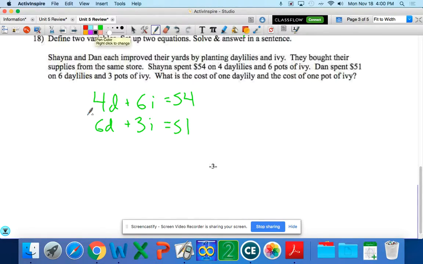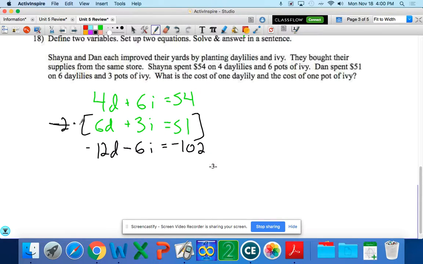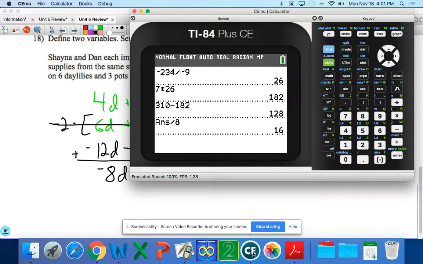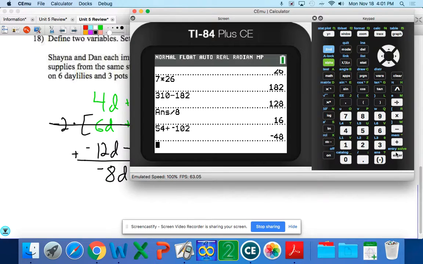So similar multiplication here. It's the bottom equation again. And it's -2 again. That was just kind of luck. I wouldn't bank on that. Okay. -12d minus 6i equals -102. But this time we were canceling out the second variable in the set, what would normally be a y variable. We get -8d equals 54 plus -102, -48. We're going to divide that by -8 on the very next line. Okay.